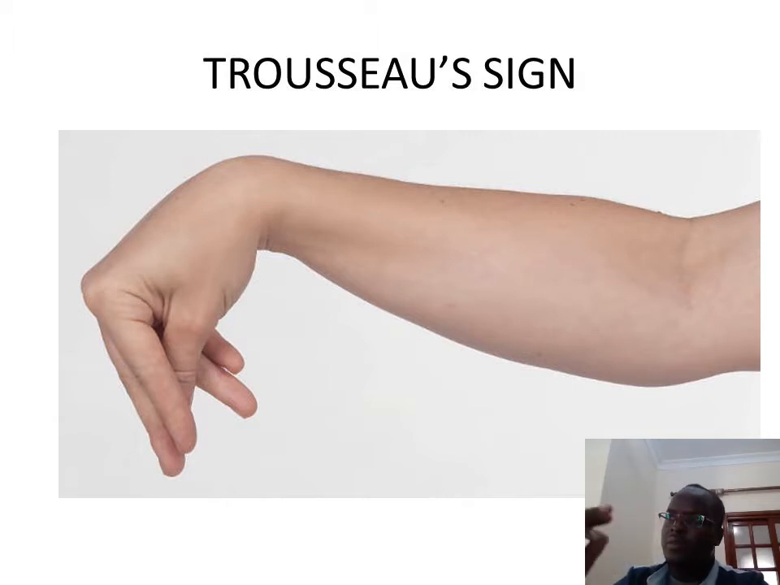When you are taking blood pressure, you put a cuff there that can stimulate nerve fibers to fire, and those nerve fibers will cause the Trousseau sign. So you can always see it when you're about to take blood pressure. It will be enhanced when you're taking blood pressure.